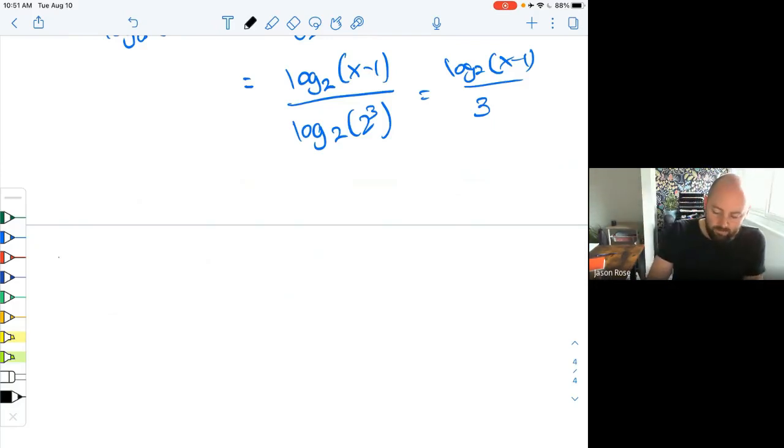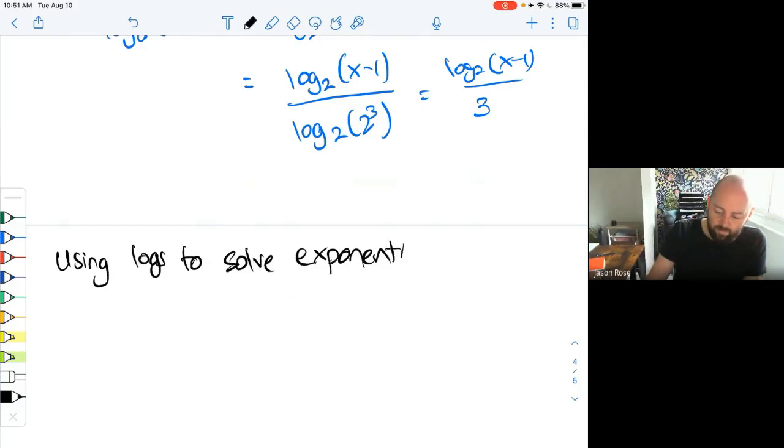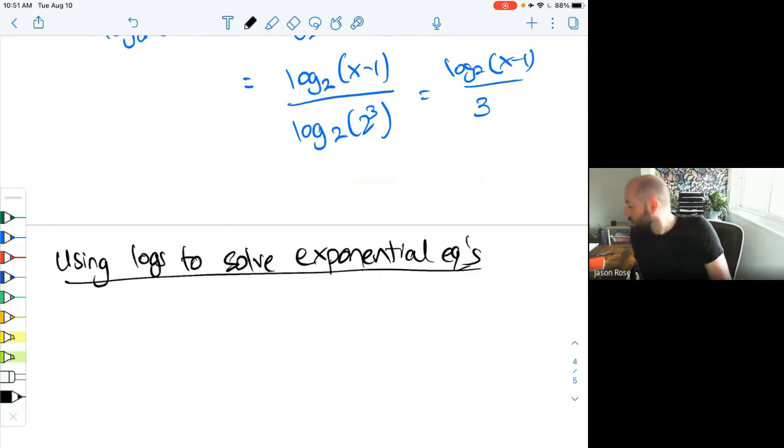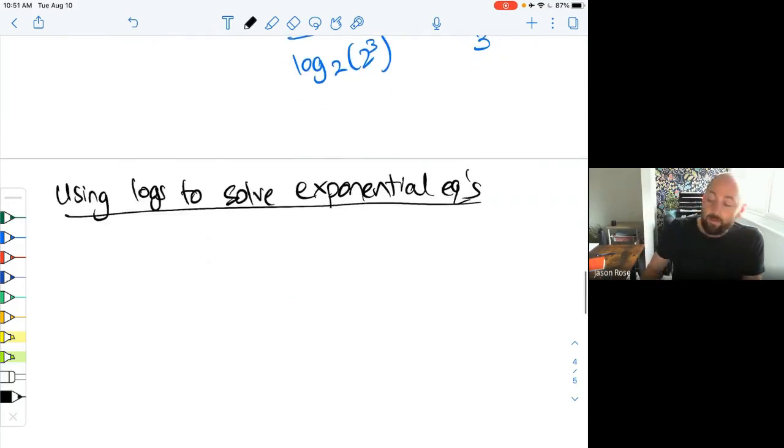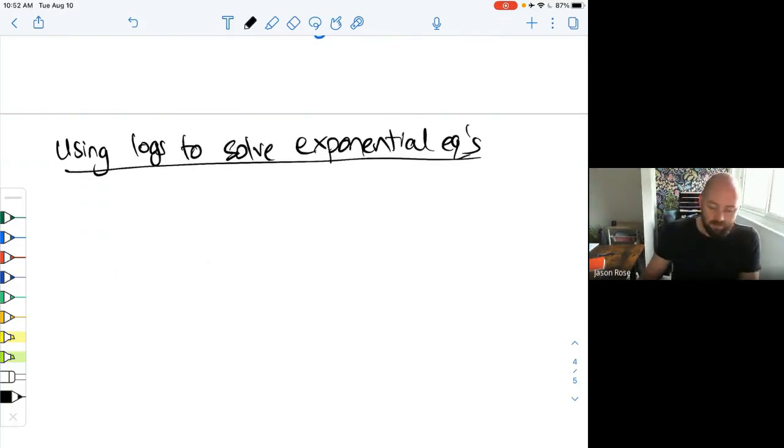And a couple of other topics in logs here. So using logs to solve exponential equations is going to be the first one. And then we're just going to solve actual log equations afterwards, and then we're going to be done with log. So we'll probably take a break after we've covered those two sections. But I think you're going to find this a little more straightforward than the last one.